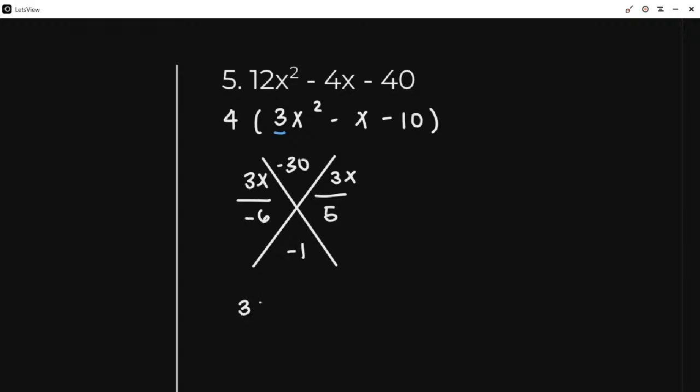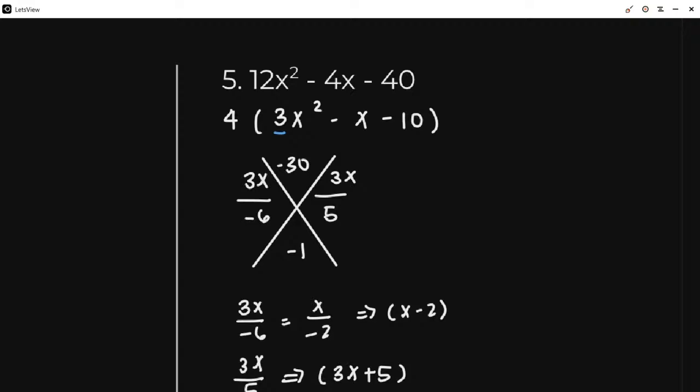Okay, so 3x over negative 6 would simplify to x over negative 2. So that becomes x minus 2. And 3x over 5 doesn't simplify, so that'll be 3x plus 5. And you don't want to forget about the 4 in the front. So our final answer would be 4 times x minus 2 times 3x plus 5. So whatever GCF you factor out, you'll just carry it into your final answer.